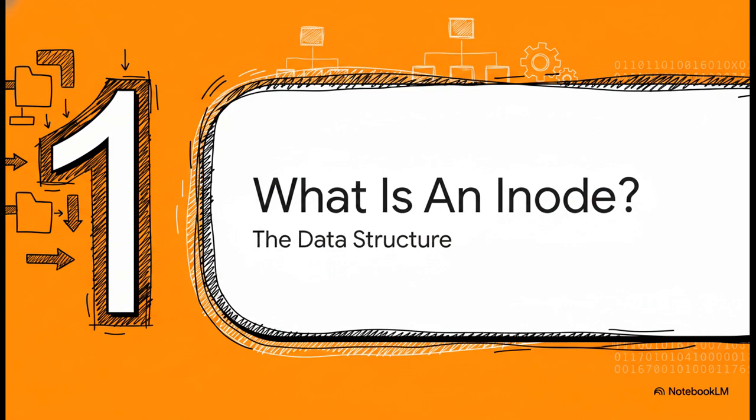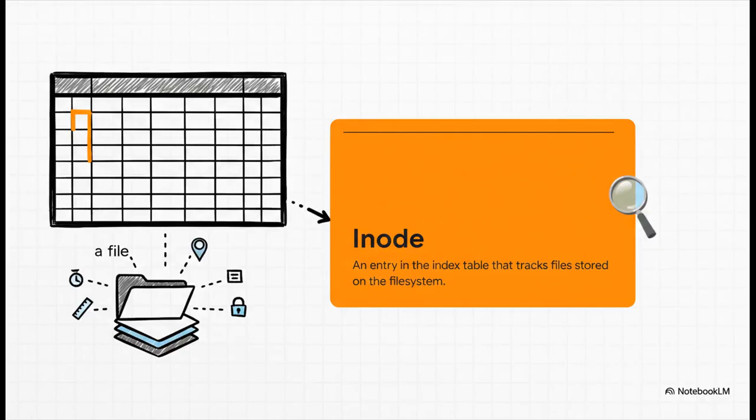Okay, first things first. What exactly is this thing we're calling an inode? It's not just some abstract concept. It's a real, fundamental building block of file systems like ext4 and XFS. At its heart, an inode is just an entry in a big table, kind of like a single row in a giant spreadsheet that the file system keeps. Every file gets one row, one entry, one inode.